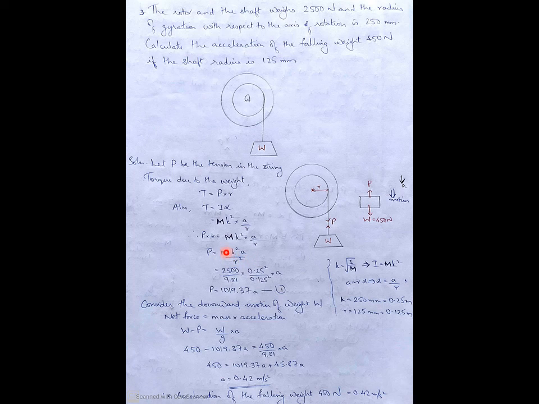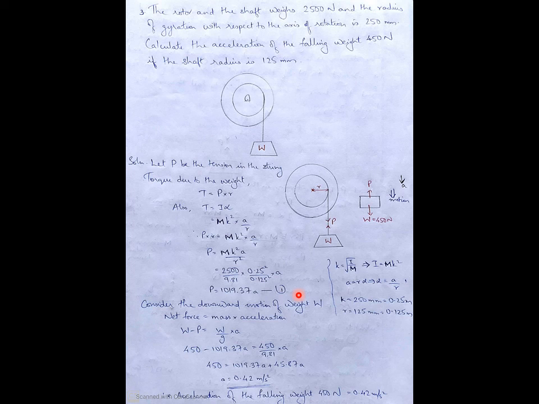What is m? It is the mass of this total rotor and shaft, which is 2500 Newton weight. So mass will be 2500 divided by 9.81 into k's radius of gyration, which is 250 millimeter, convert into meter, which is 0.25. Radius is 125 millimeter. So again it is 0.125 meter into acceleration A, which is unknown. So this is equal to P, which is equal to 1019.37 A. That is equation 1.